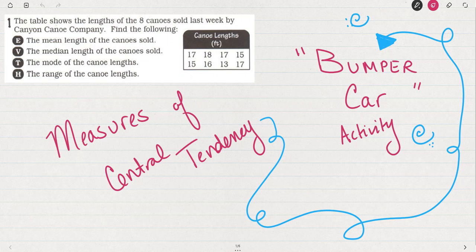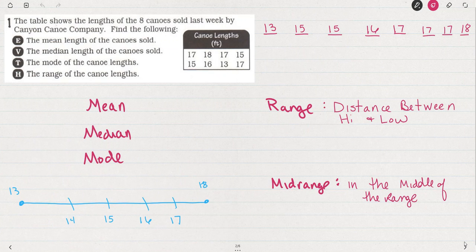Let's look at the first question. The table shows the lengths of 8 canoes. The mean length of the canoes we can find by adding up all of the x's, so in this case all of the canoe lengths, 13 plus 15 plus 15 plus 16 plus 3 times 17 plus 18, and divide by the total number of canoes, which were given as 8. And that'll give us the mean, the x bar.